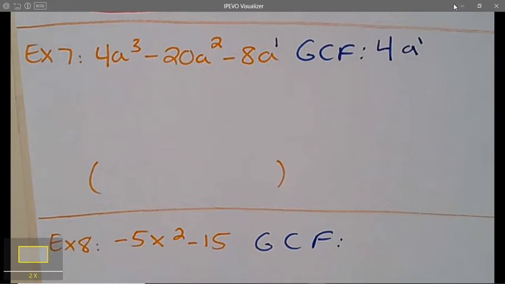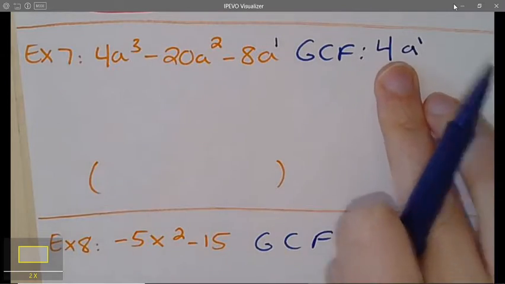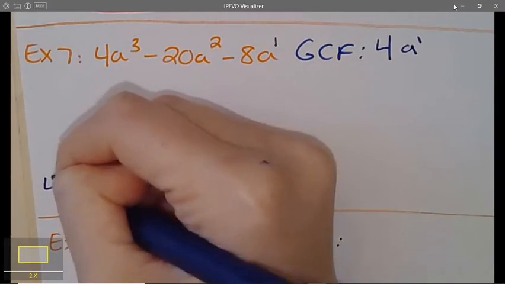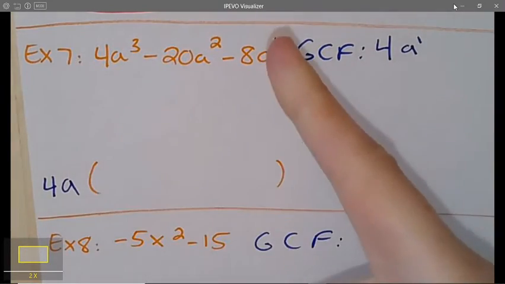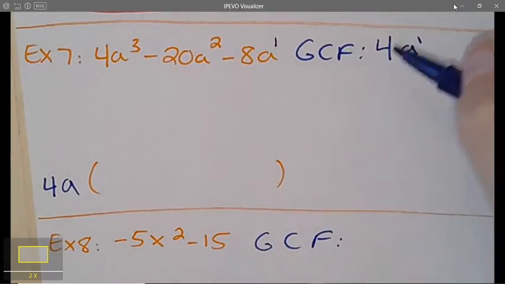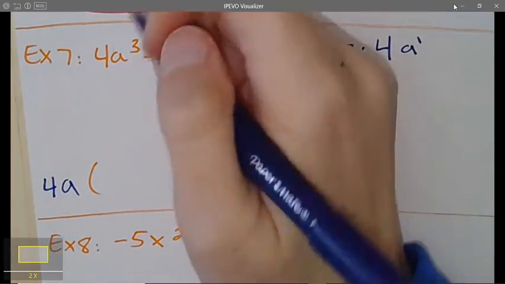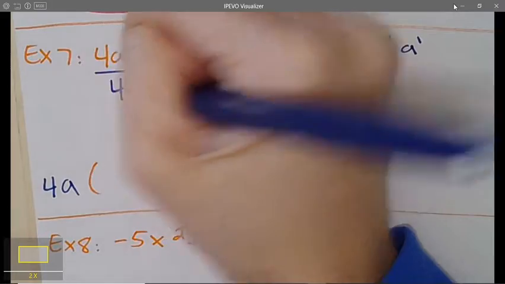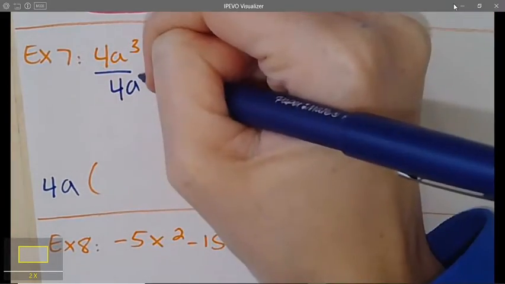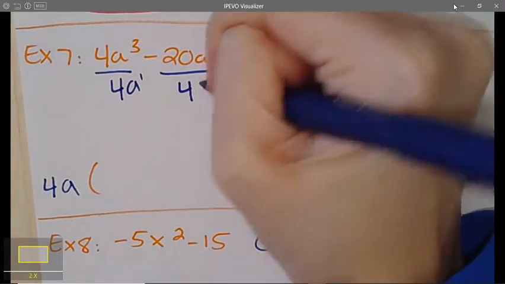Okay, after that, don't forget we write our GCF in the very front of the parenthesis. Don't forget your bestie. That's kind of rude if you forget about your bestie. Okay, and then you're going to divide every single term by 4a, which I'm going to write as 4a to the first just so it's easier to solve.